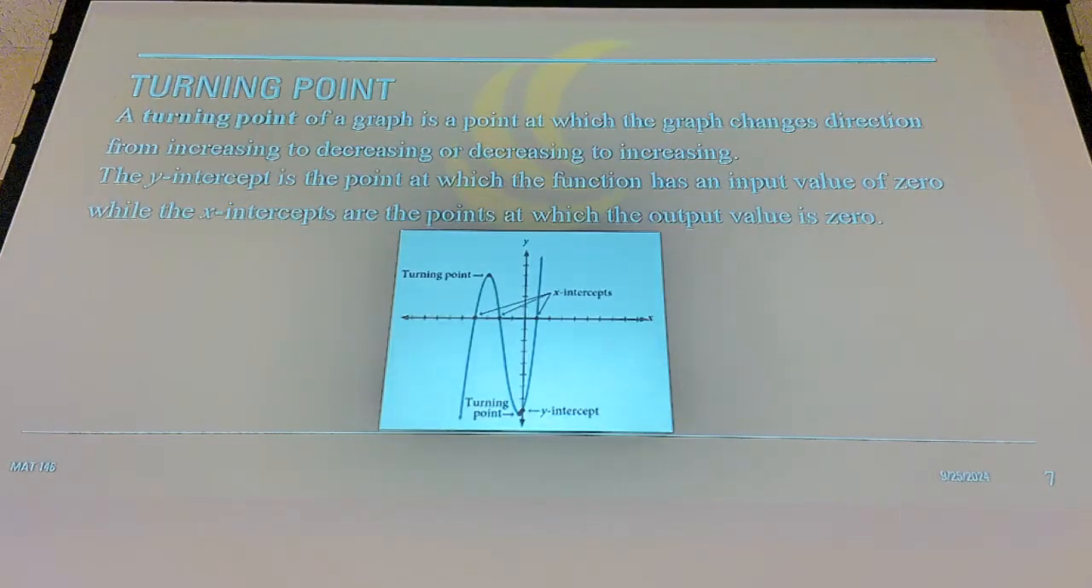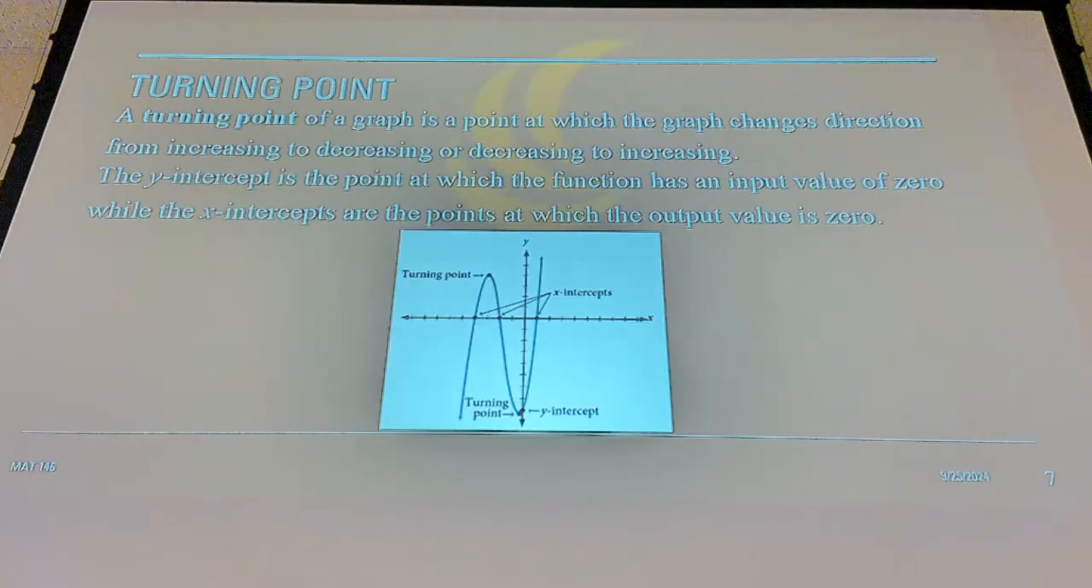Minimum degree. Three. It crosses the x-axis 3 times, so it has 3 x-intercepts. So that tells you it has to be at least degree 3. And then it has two turning points, so 3 minus 1 is 2. So the turning points tell you minimum degree 3. So minimum degree 3 here.